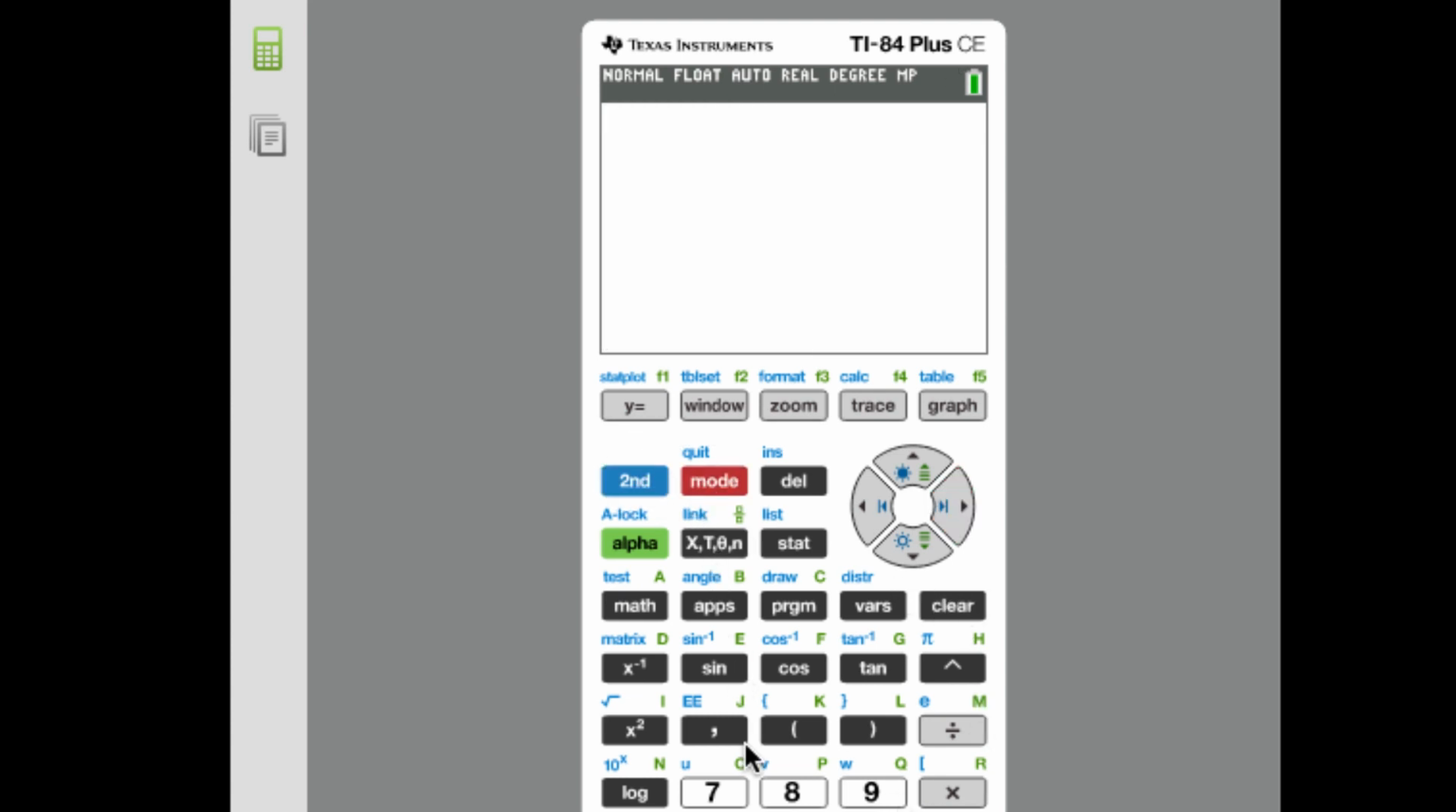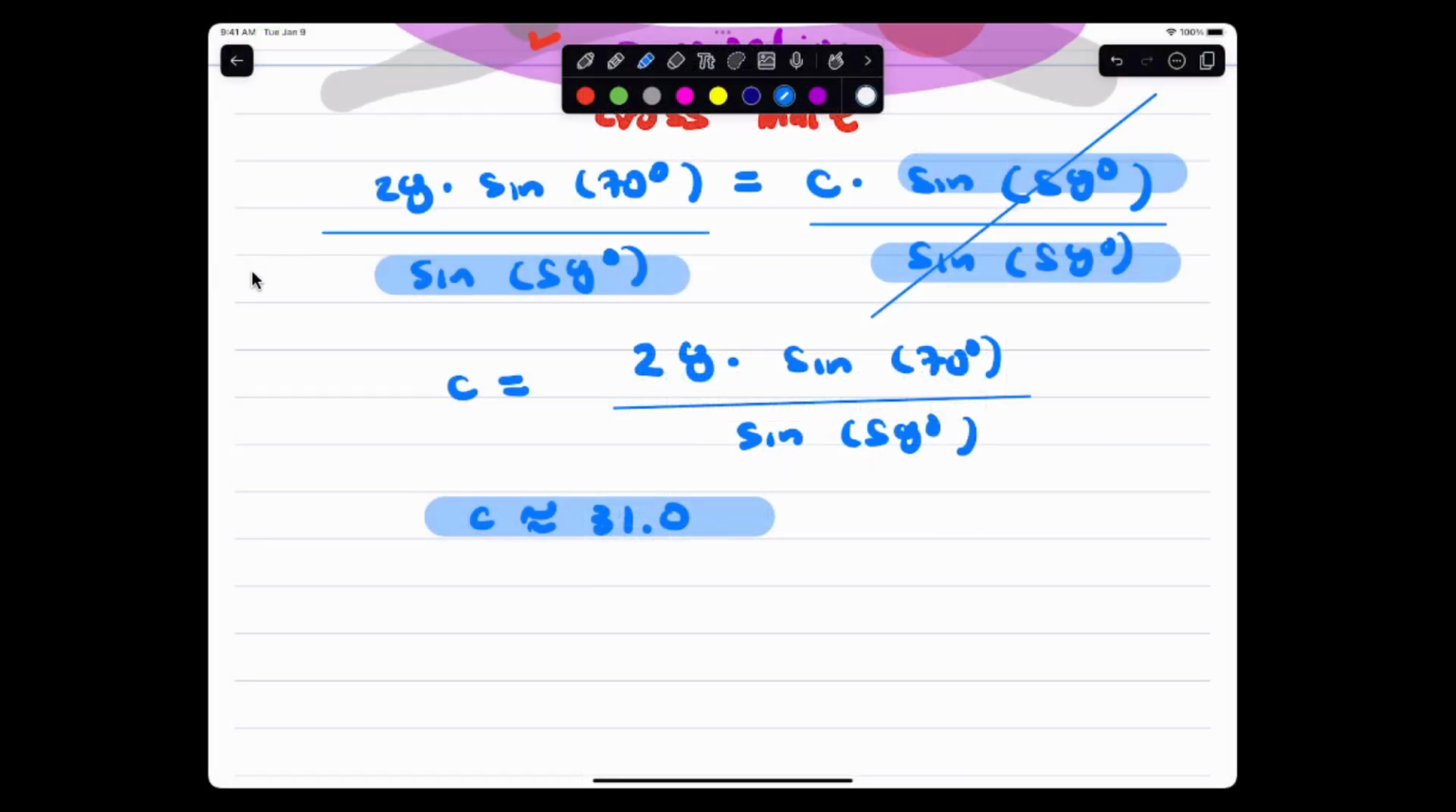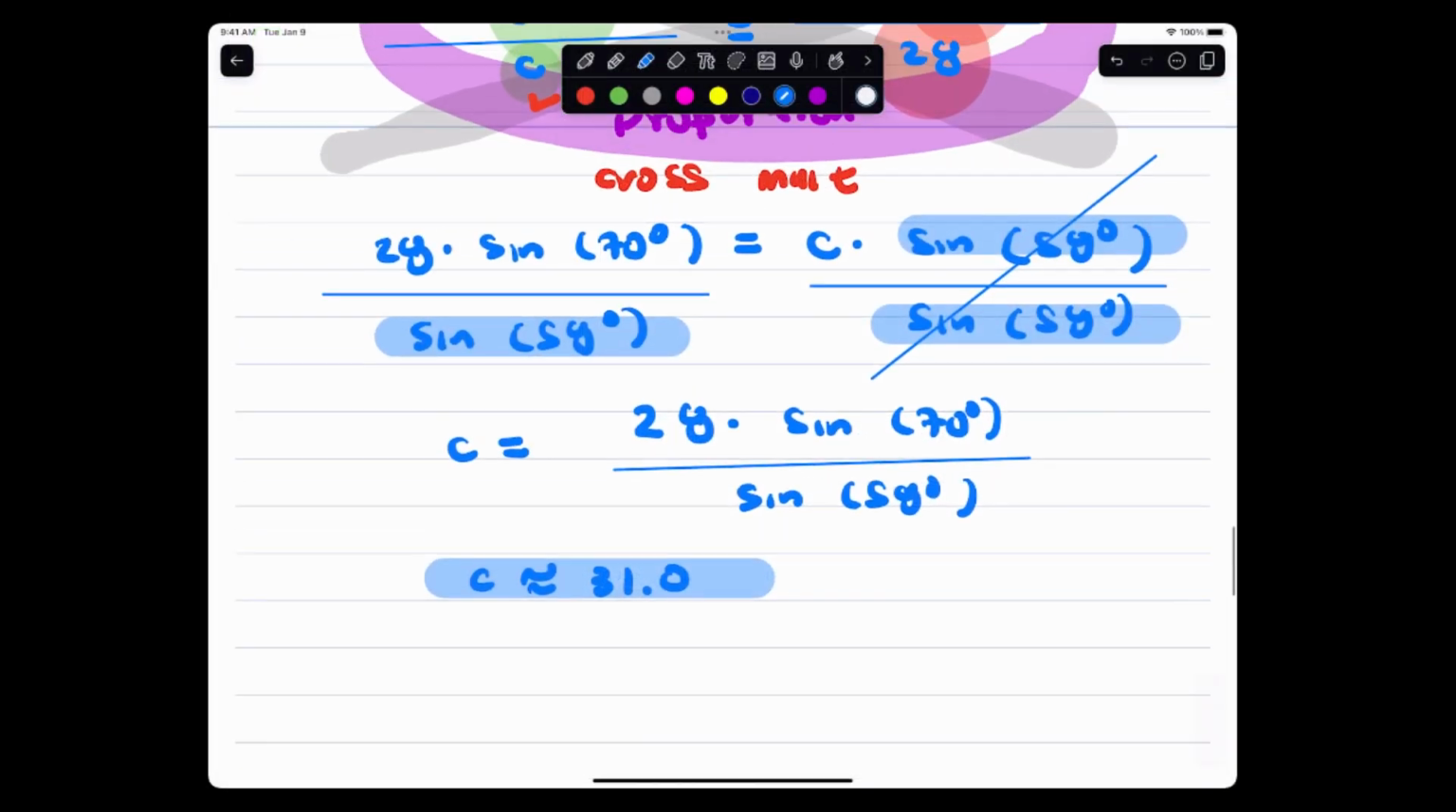All right, ladies and gentlemen, you're going to do what? 28 times sine of what? 70 divided by sine of what? 58. What does that equal to the nearest tenth? What is C going to be? Anybody want to tell me what C is to the nearest tenth? 31.0. Outstanding, ladies and gentlemen. There you go. C is 31.0.